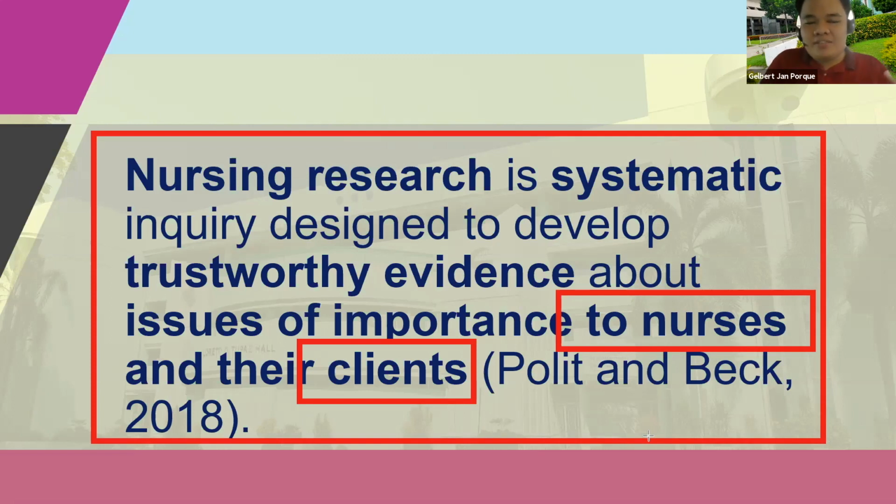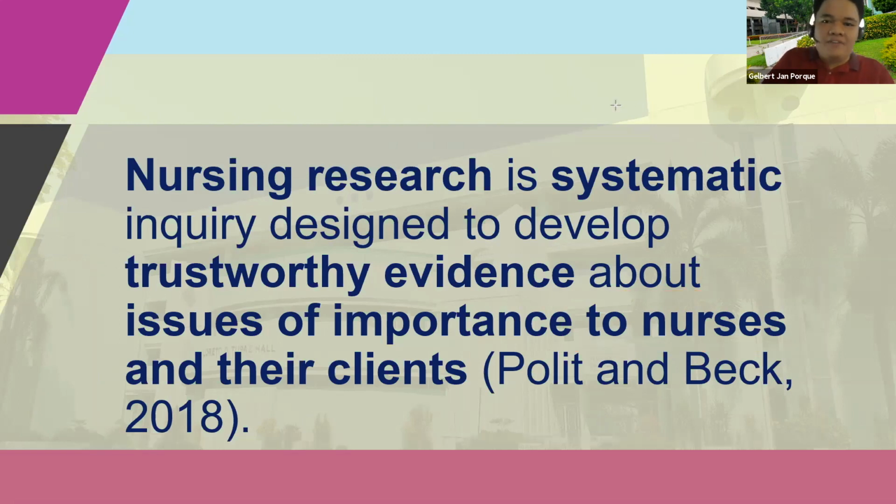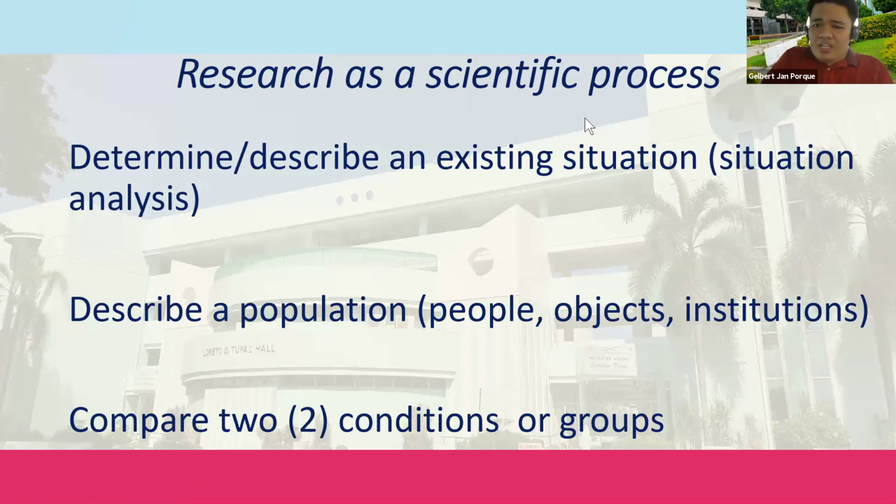For example, the DOST could supply for your research. The Department of Health also supplies for research. The Commission on Higher Education would also supply for research. There are also private agencies that would supply for research of up to 1 million, or even 5 million to 10 million if we are talking about drug-related research. Okay, so here is research as a scientific process. By the way, if you have questions along the way, just press the raise hand button there.